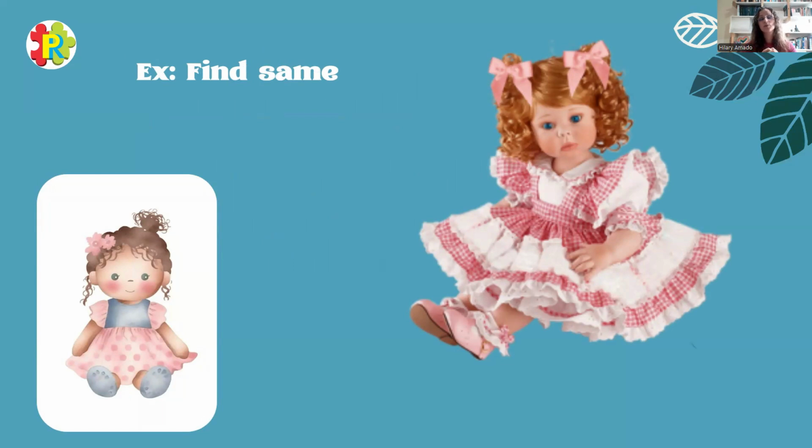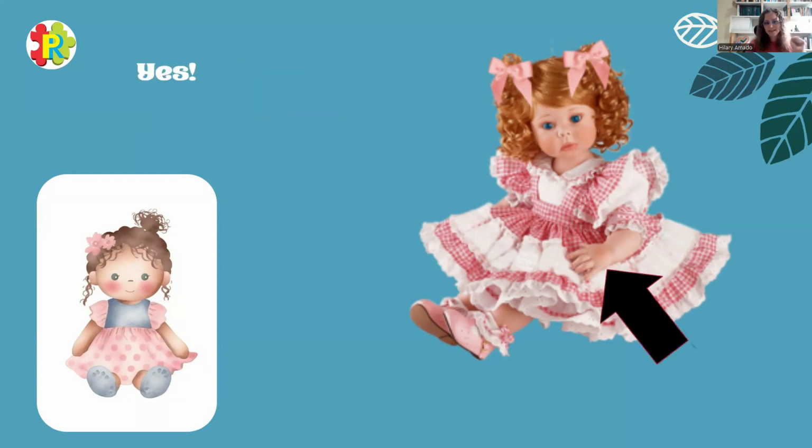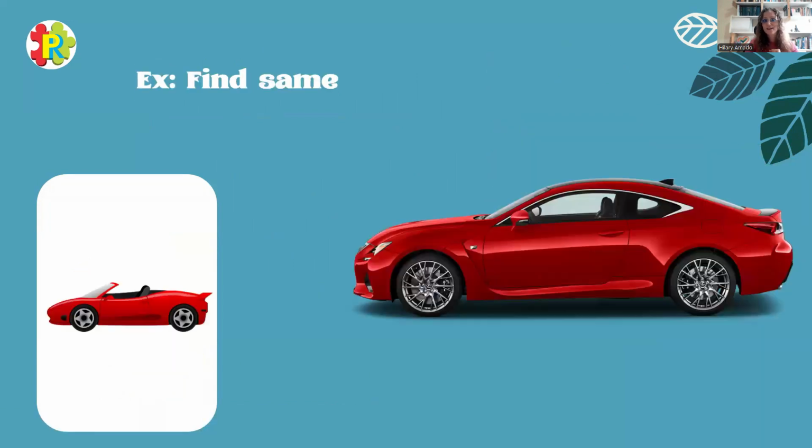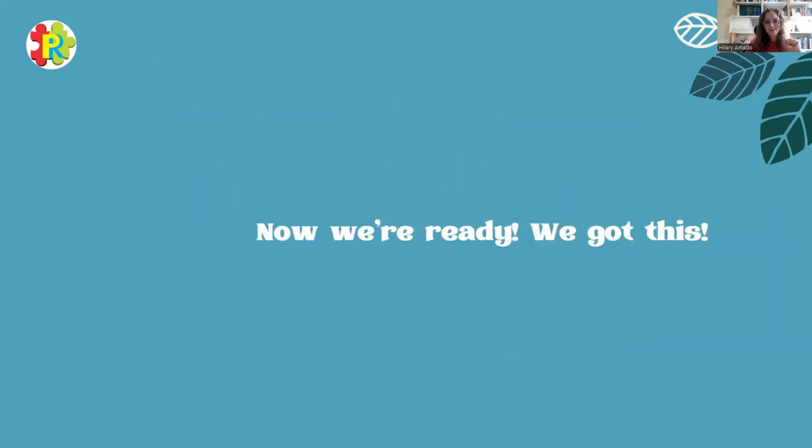Here we just put one stimulus in front of the child. We put a doll in front of the child and we hold up a card and we ask them, find same. They're not making any discrimination here. They find same. Yes. Find same. You found the house. Good job. Find same. Find that stimulus. Cool, you did it. Now we're ready. They're pointing. They're doing it so fast. We've got this. I am going to put all 3 stimuli together and see what happens.